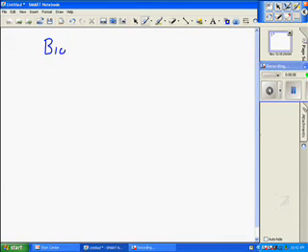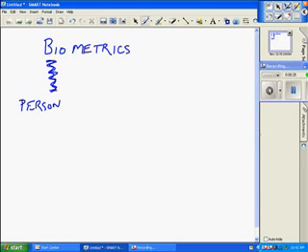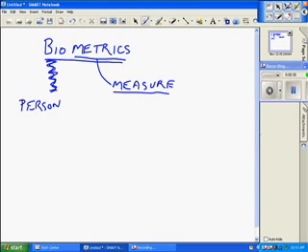Today I'd like to look at biometrics. So, bio, like biography or biology or anything to do with the person. And metrics. Metrics is a measure. So what we have here is a person being measured, a biometric. Hence the term biometric.